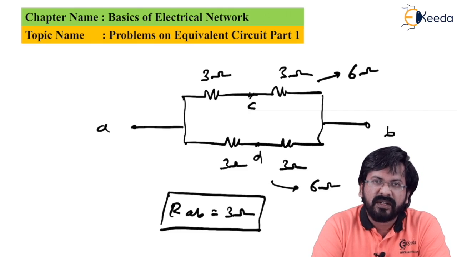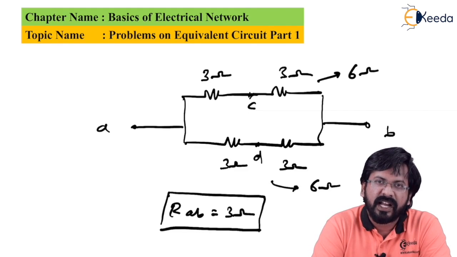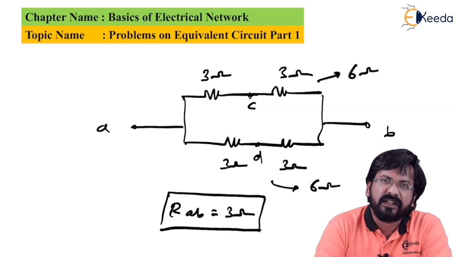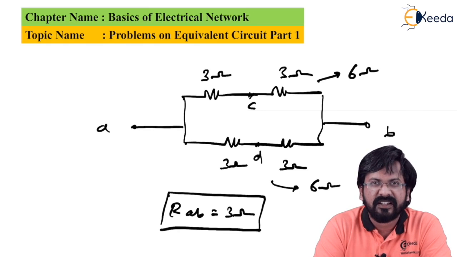So I'm now sure you have understood very well how to use point method for finding equivalent resistances between 2 points, let's say A and B.